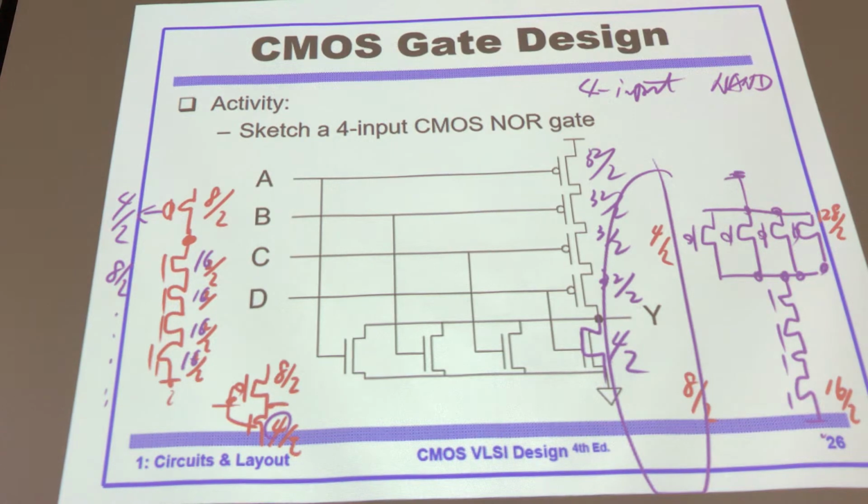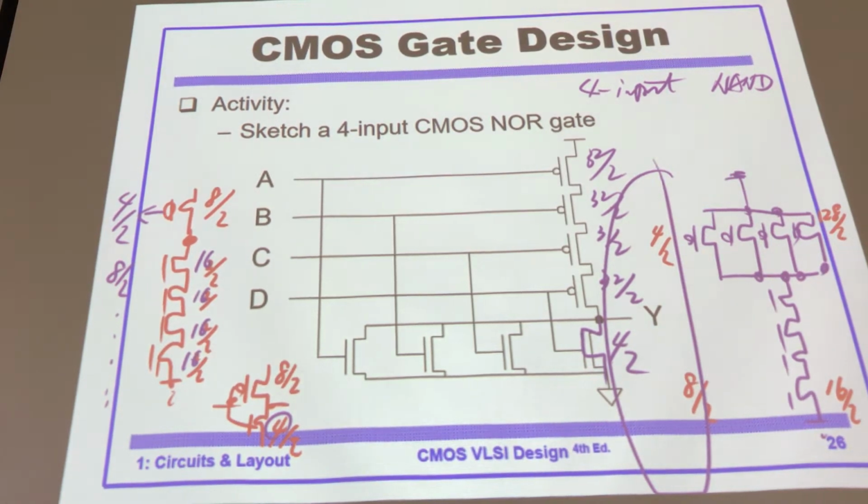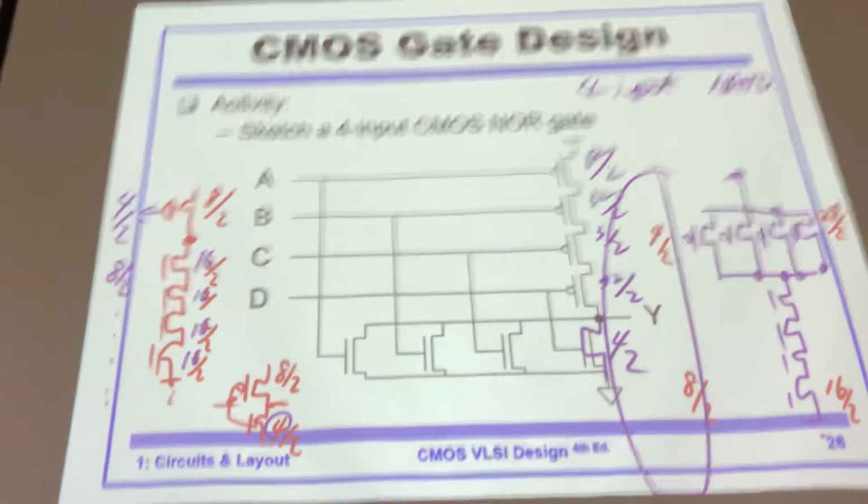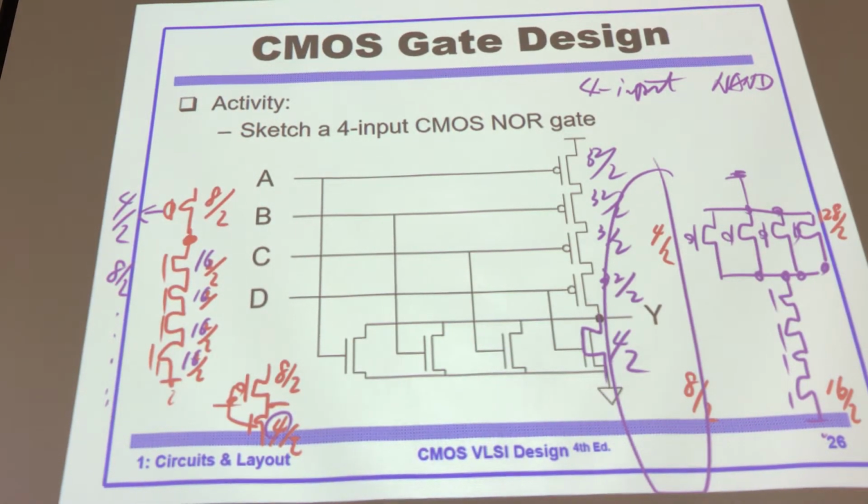To make the switching speed equal for both transitions, while also keeping the chip area the minimum. And you can imagine another example, like F equals A, B, or C, something like that. Then what is the transistor size for that gate?